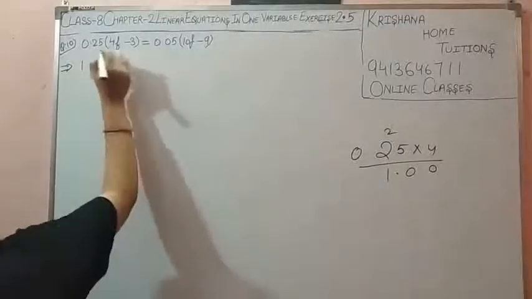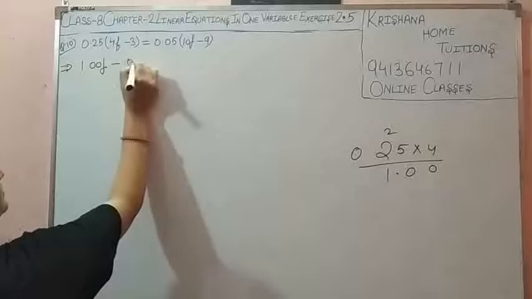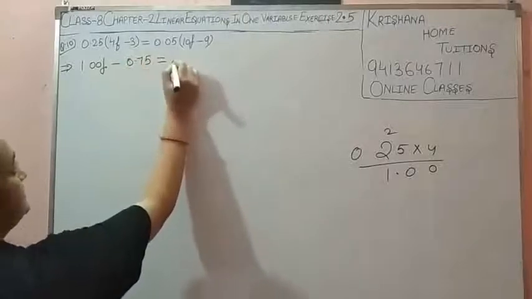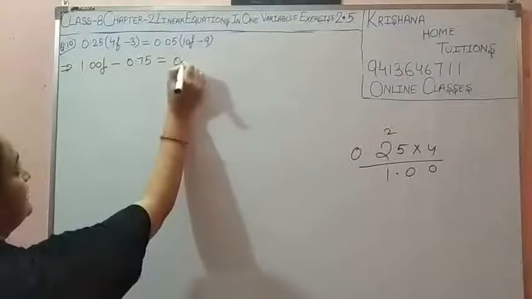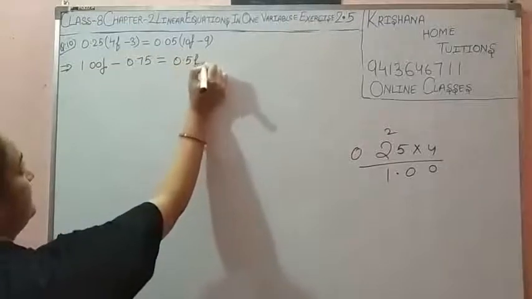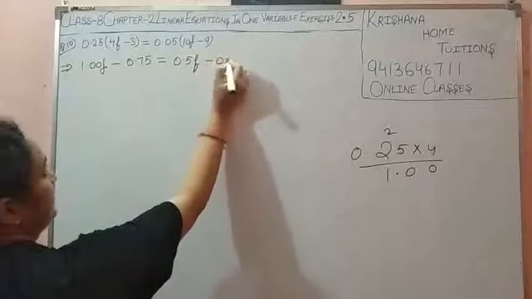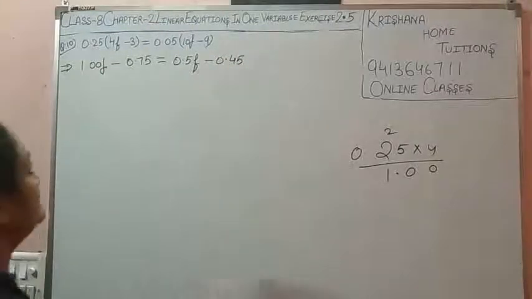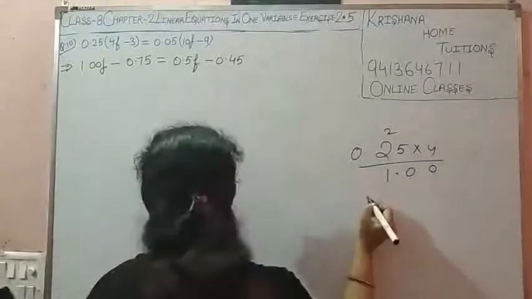Minus 0.25 into 3 is equal to 0.75, and 0.05 into 10 is equal to 0.5; 0.05 into 9 is 0.45. I hope these multiplications are clear. If you want, I can do them here also.